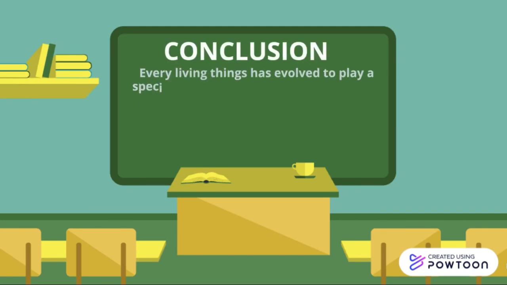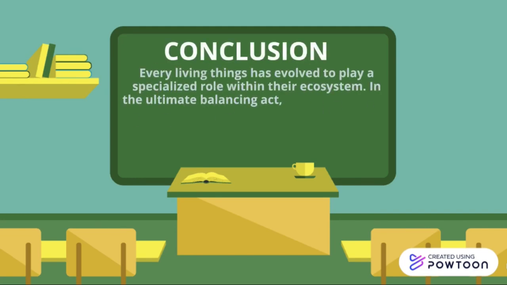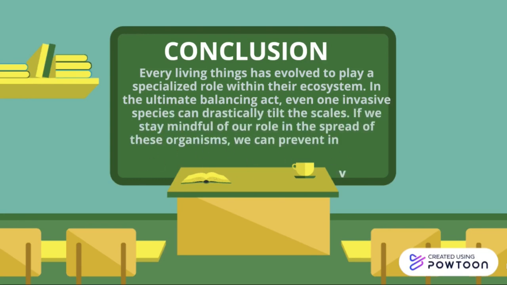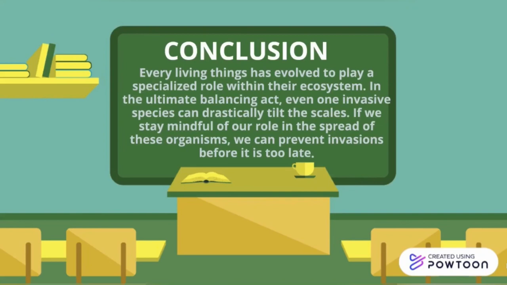Every living thing has evolved to play a specialized role within its ecosystem. In the ultimate balancing act, even one invasive species can drastically tilt the scales. If we stay mindful of our role in the spread of these organisms, we can prevent invasions before it is too late.